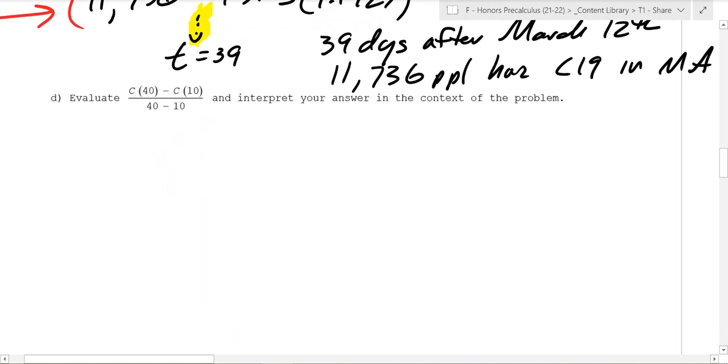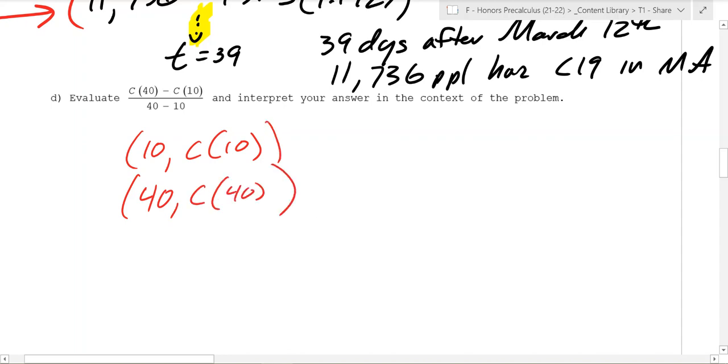Lastly, it says, what is C40 minus C10 over 40 minus 10? Well, this right here is how many people have coronavirus on the 40th day, how many people after March 12th, and that's after 10 days after March 12th. That should look familiar. This is just the slope between 2 points. It's the slope between the 10th day and the 40th day.